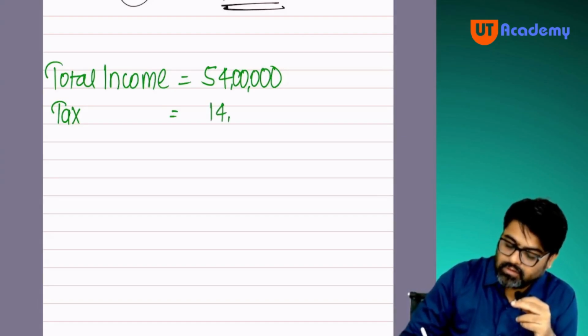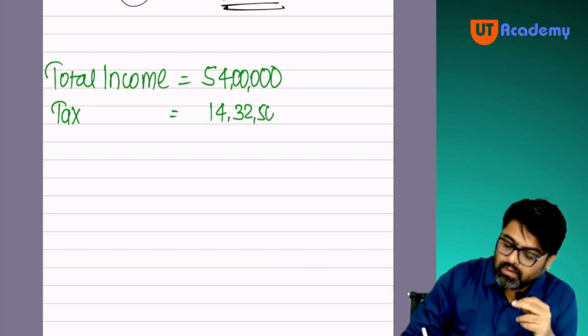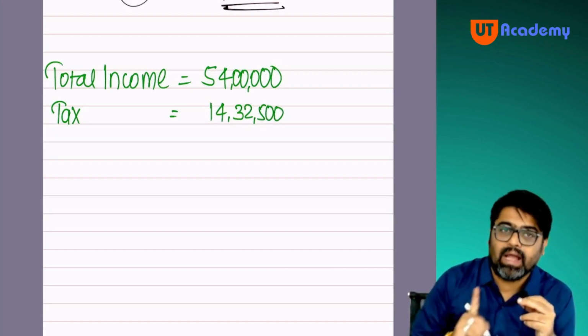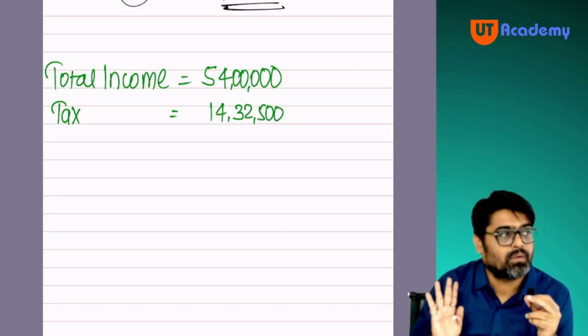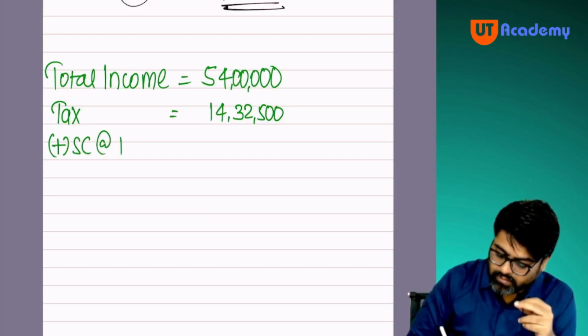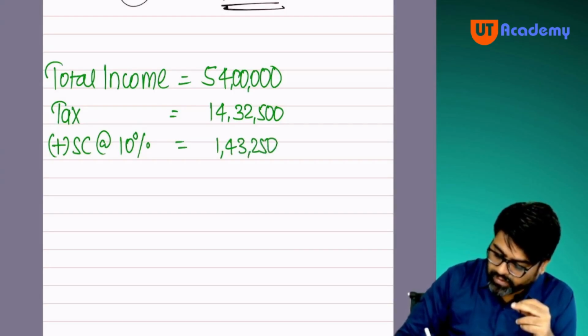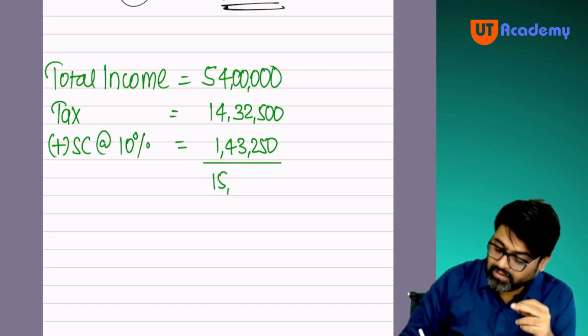14 lakhs 32,000. Everyone getting this tax? I will not tell you how to calculate this now. Okay? At what rate? 10% of 14 lakh 32 will be 1,43,250. Add 15 lakhs.